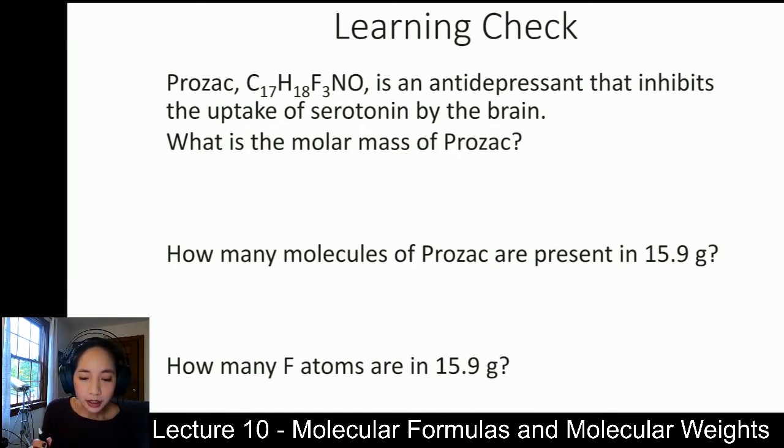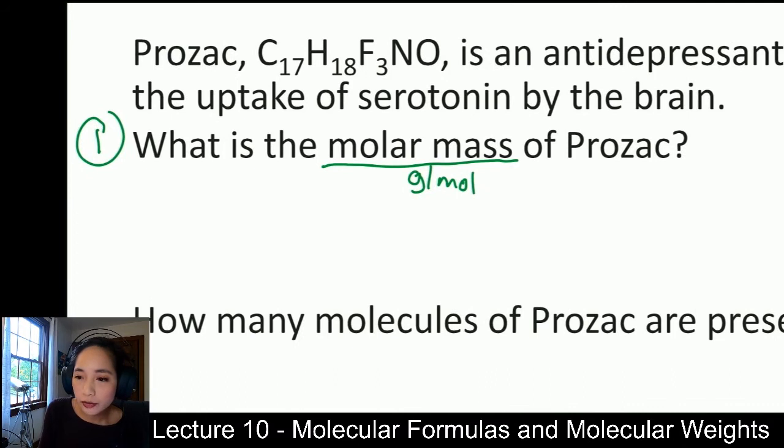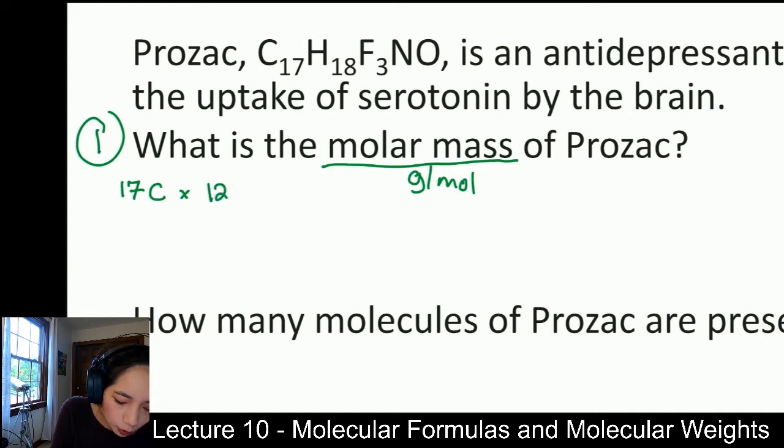So Prozac, it has this chemical formula, is an antidepressant that inhibits uptake of serotonin by the brain. So the first question here, what is the molar mass of Prozac? So note what it's asking for, molar mass. We know that that has a unit of grams per mole. So they give us the chemical formula, so we can go ahead and just take inventory of all the different atoms that we have there. So there are 17 carbons. Carbon has a molar mass of 12.01 grams per mole.